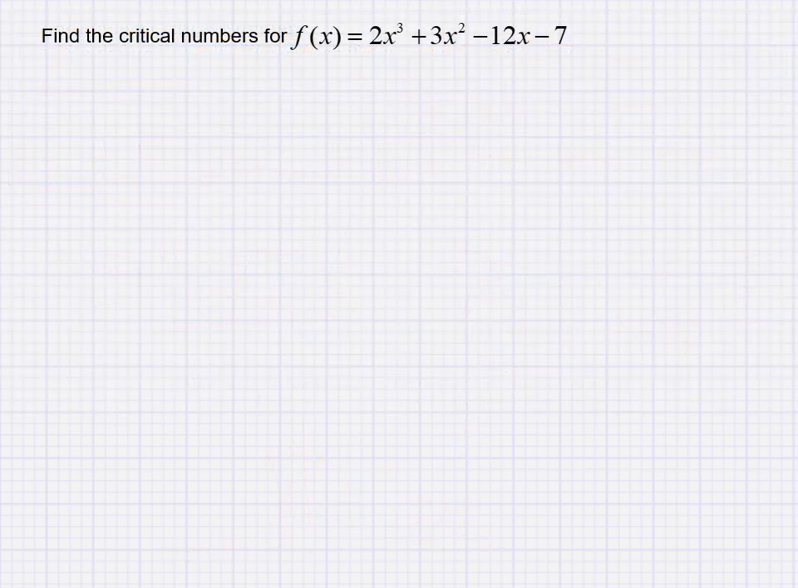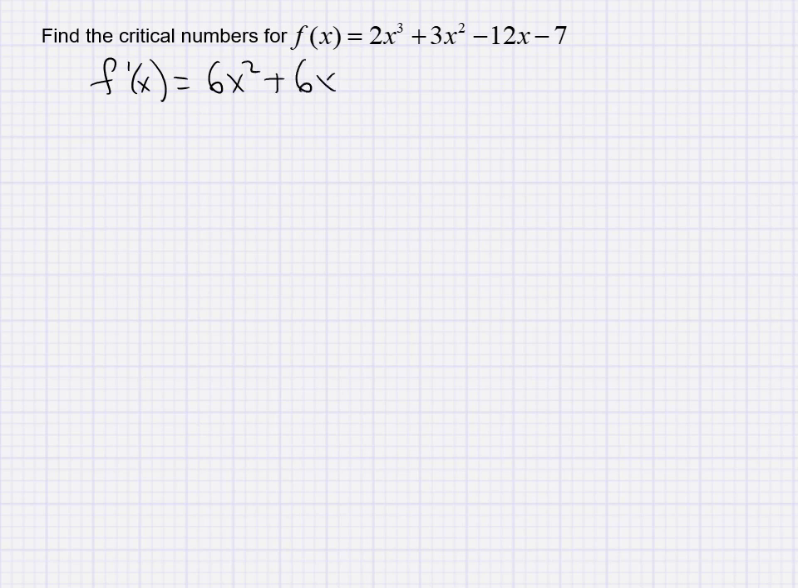So let's start by answering this question. Find the critical numbers for f of x. If you can't find the critical numbers, you really can't go any further. So we need to be able to find the critical numbers. How do we do that? We first find the derivative. Should be a pretty easy question to answer here. The derivative would be 6x squared plus 6x minus 12.